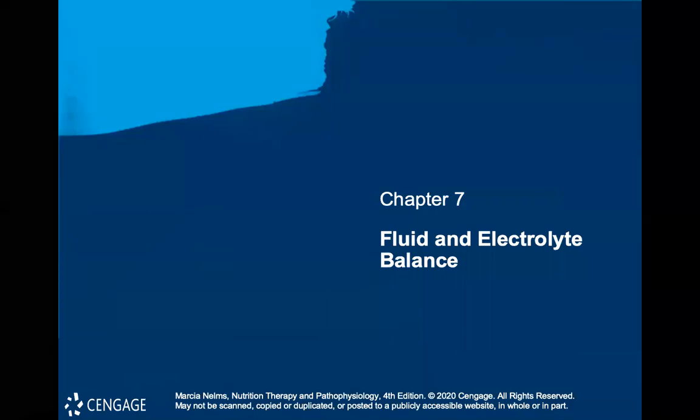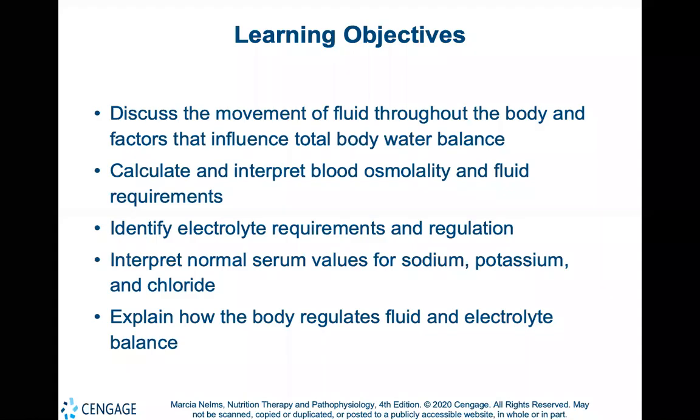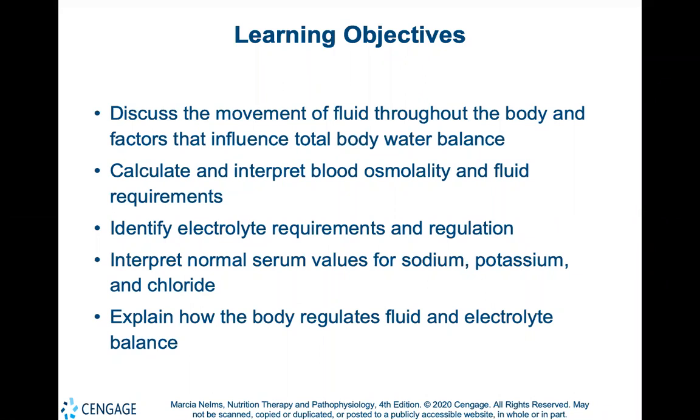Chapter 7, Fluid and Electrolyte Balance. Learning objectives. Discuss the movement of water throughout the body and factors that influence total body water balance. Calculate and interpret blood osmolality and fluid requirements. Identify electrolyte requirements and regulation.